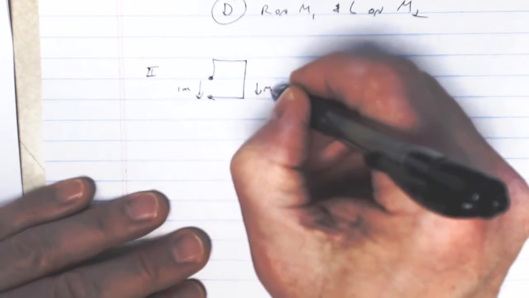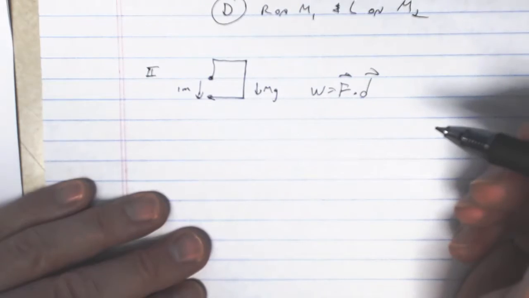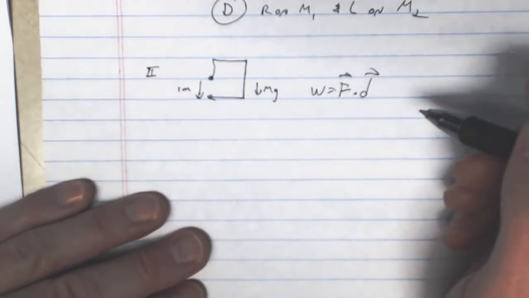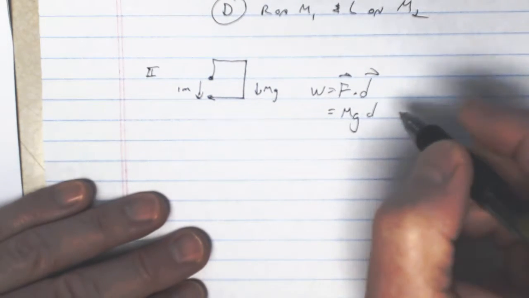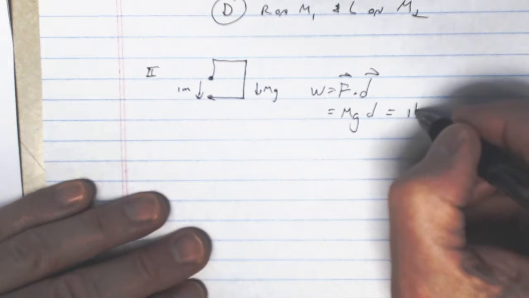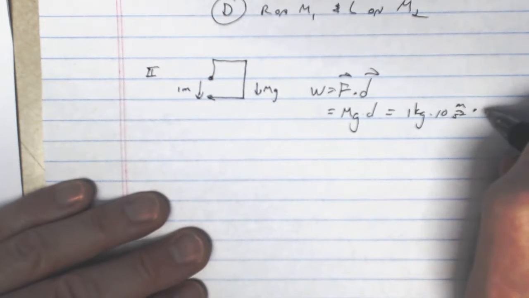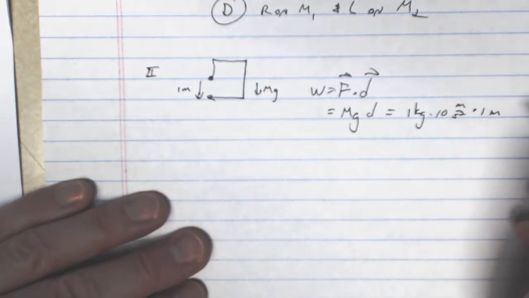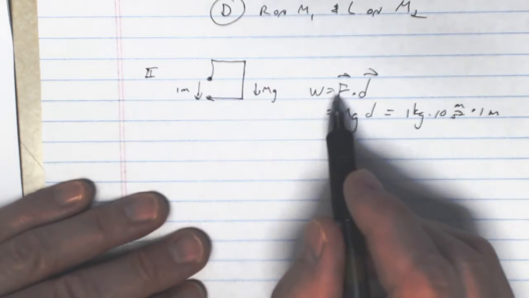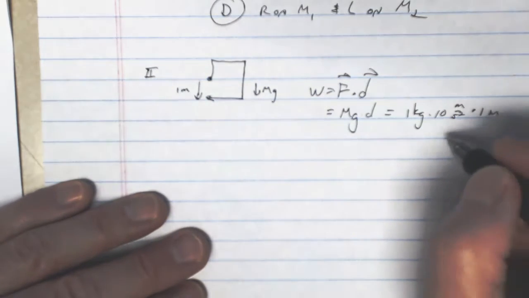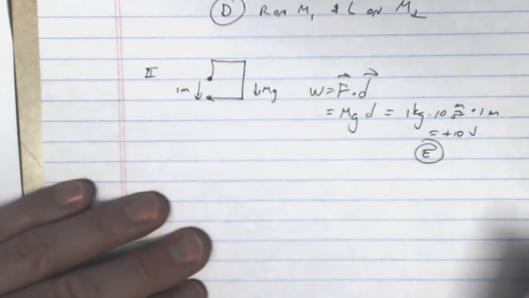Because remember, gravity is down, and work equals force dot displacement, the component of displacement in the direction of gravity. So it just means we have to work out the values. The force is mg, the displacement d is 1. The mass is 1 kilogram, g you're told to use 10 meters per second squared, and the net displacement is 1 meter. Now you have to pick directions, but note that mg and the displacement are in the same direction, so that means you're doing positive work. So your answer is plus 10 joules, which is none of the above. Done.